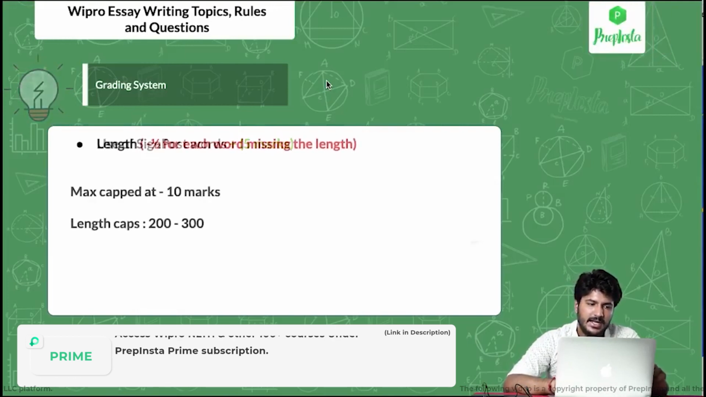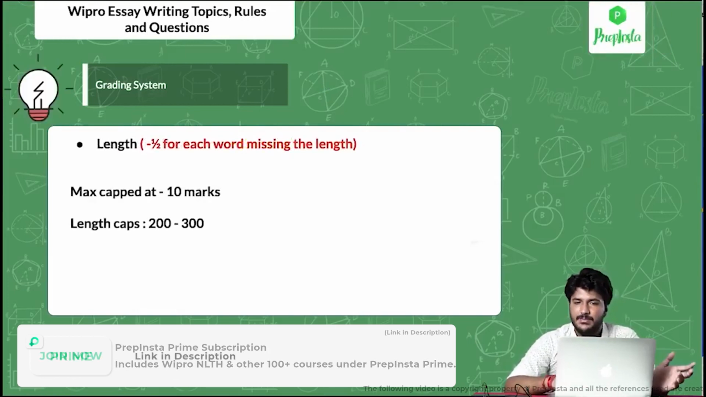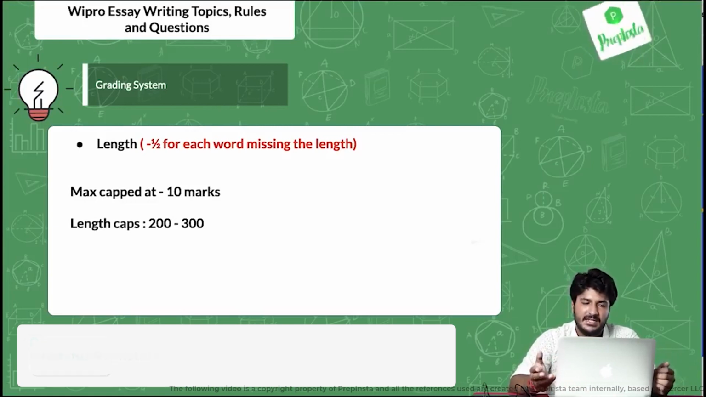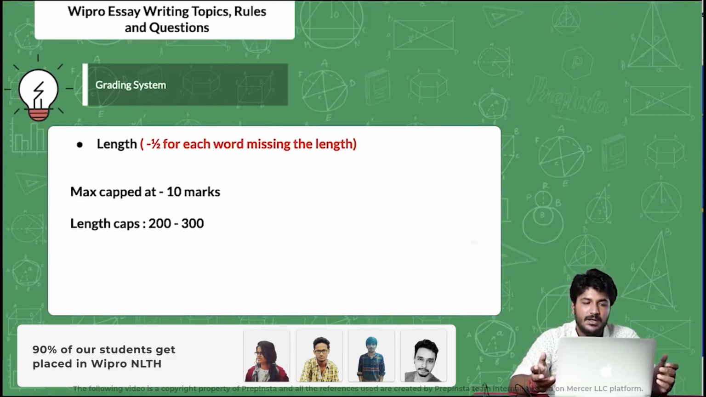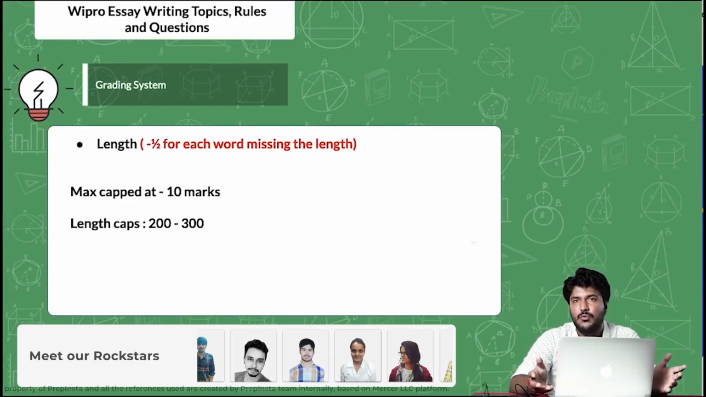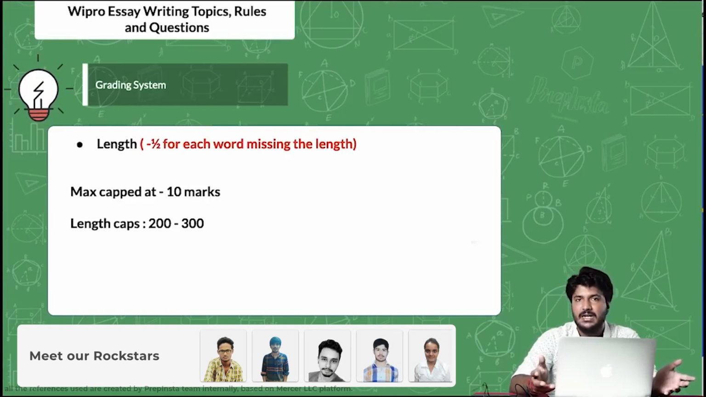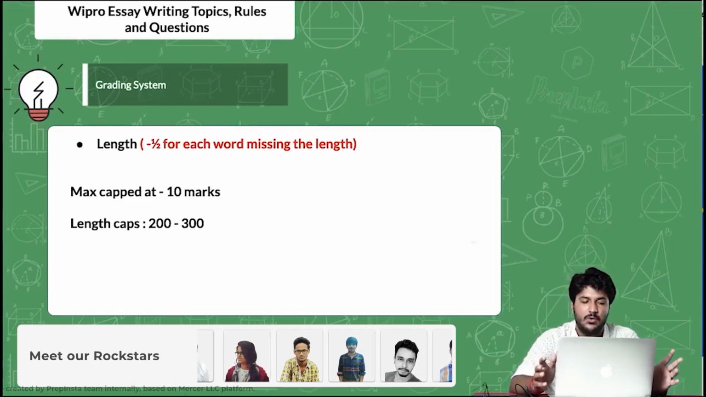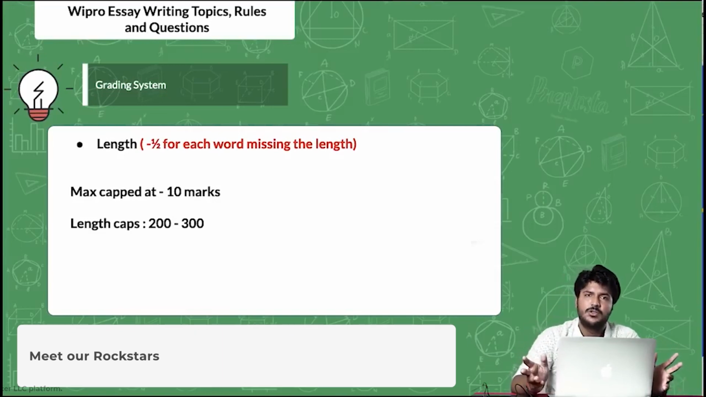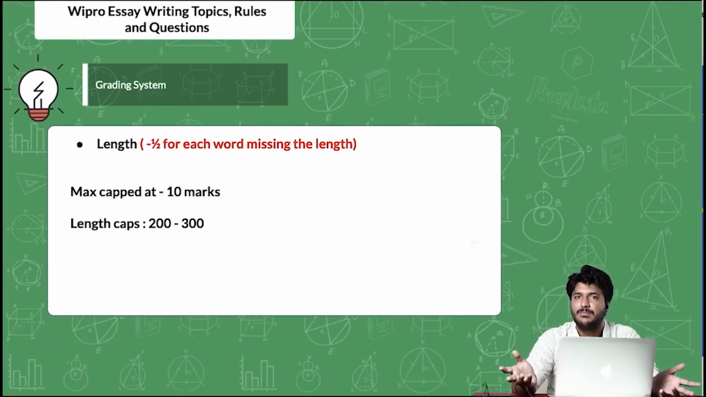Right? Then moving further. Again, this is very basic. A lot of people ask, okay, what should be the length of the essay that we are writing? The maximum negative marking for length is 10 marks. The length cap, so what Wipro says basically is you should write the essay between 100 to 300 words. However, for IntelliMetric, you can either write 0 words also. You have complete flexibility there, right? But for IntelliMetric, the maximum 10 marks are given between 200 and 300 words for at least Wipro.